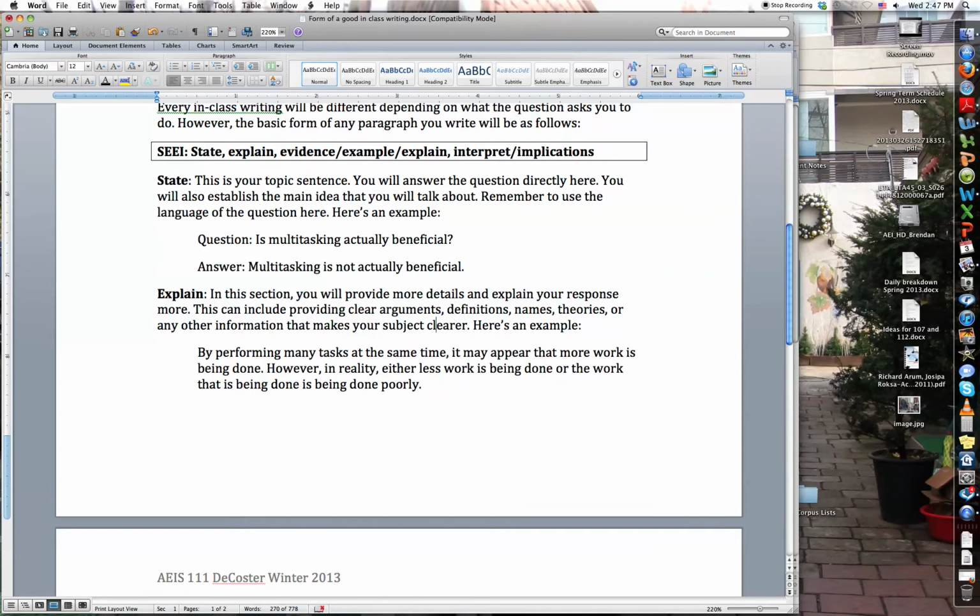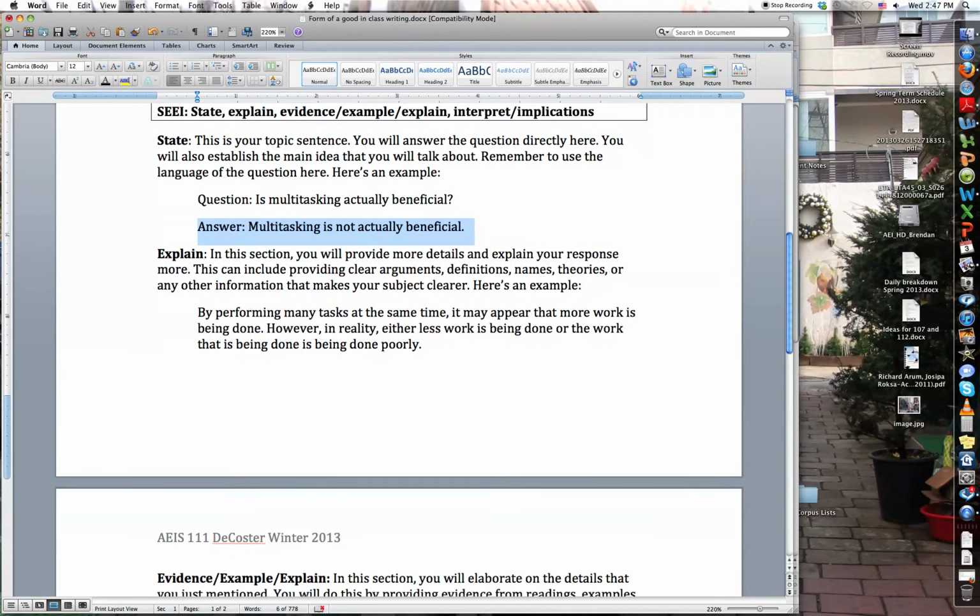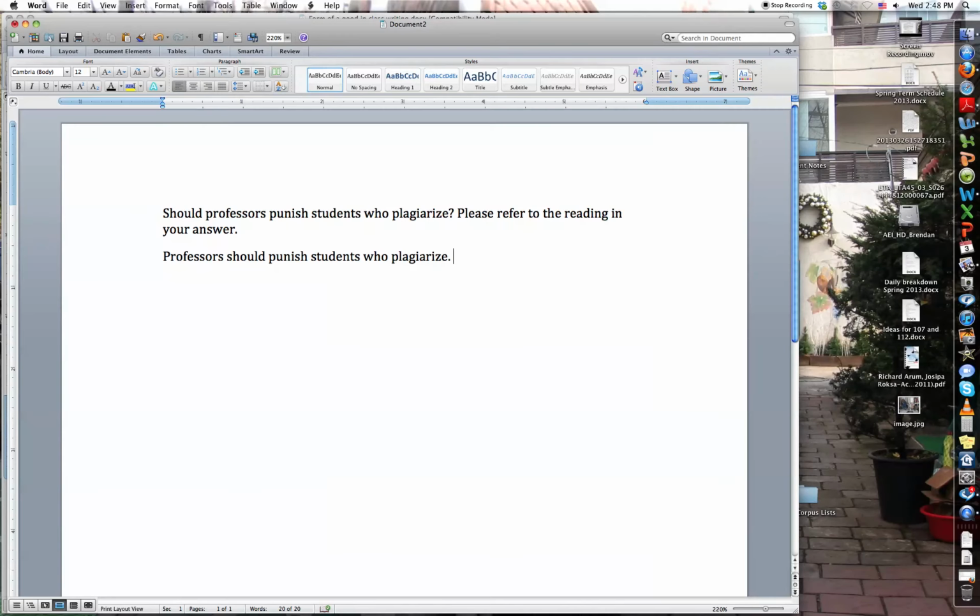So the example we looked at before is this. Multitasking is not actually beneficial. Okay? Let's take a look at a possible explanation of that. By performing many tasks at the same time, it may appear that more work is being done. However, in reality, either less work is being done or the work that is being done poorly. So what we've got right here is a reason that explains why I've got this answer. Okay, now right here I have 2 sentences. That's it, 2 sentences. It doesn't have to be huge. Sometimes you can get away with 1 sentence. Let's see what we can do in our example here.